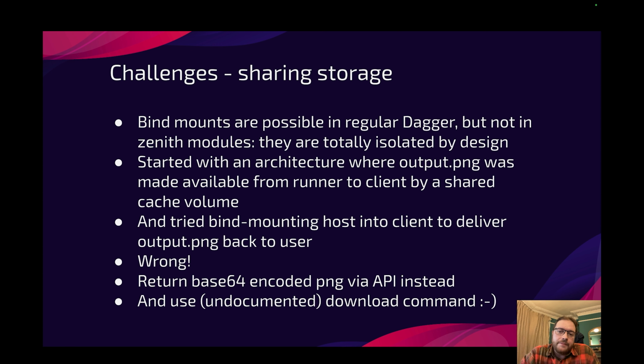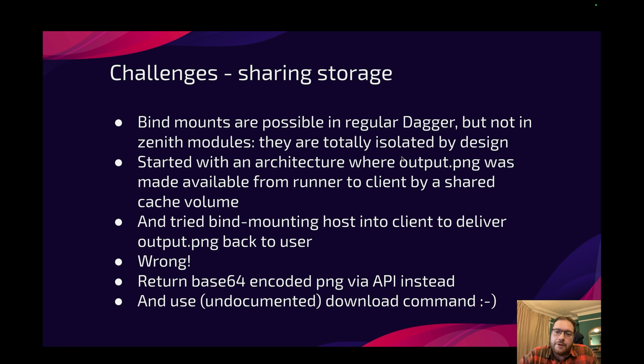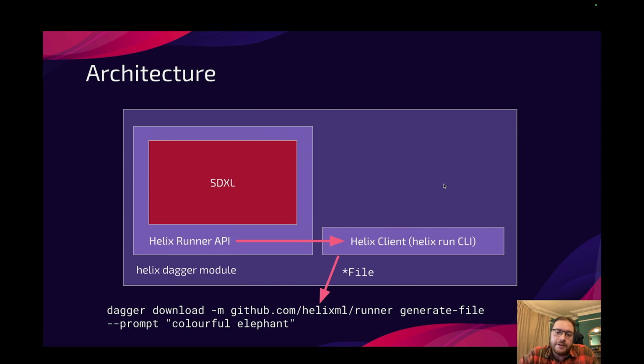The other thing is that we've now got this client-server architecture, which we didn't have in my previous demos. So we actually have the need to share files twice here. The first requirement to share a file was because this thing is writing this output.png file, which is the actual image that you want to get back to the user.